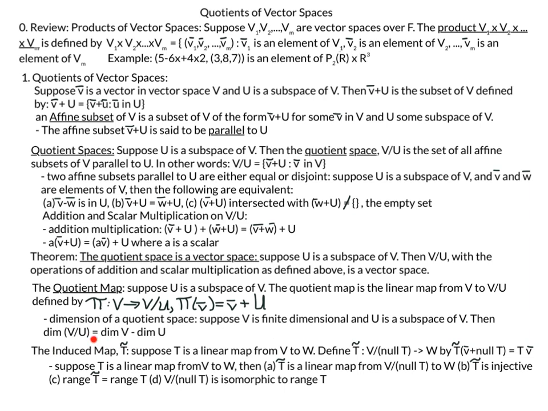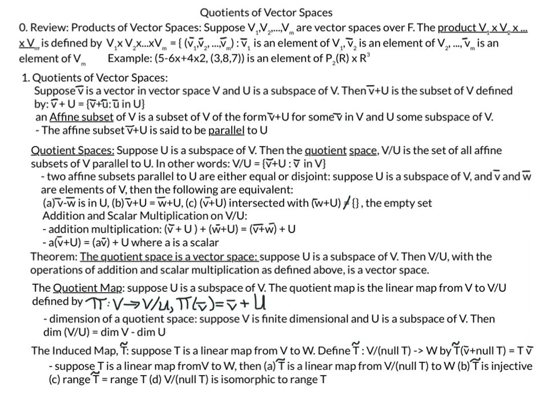Finally, we have this induced map notated with a tilde over T. So suppose T is a linear map from V to W, then we can define the induced map, this T tilde, from the quotient space V over null T to W, by T tilde of v plus null T is equal to Tv. From there, we have this theorem that relates several different things, and we'll go over it a little bit in our video.